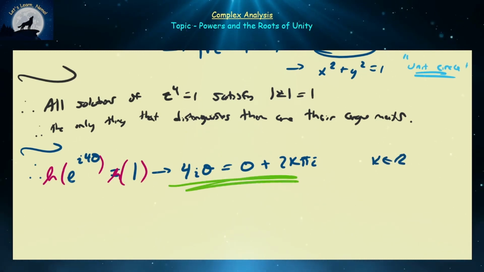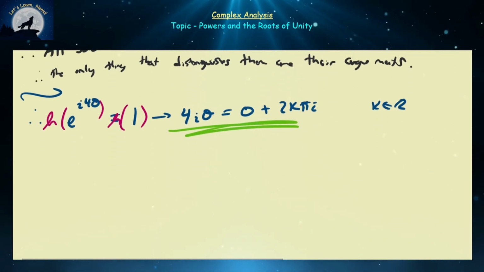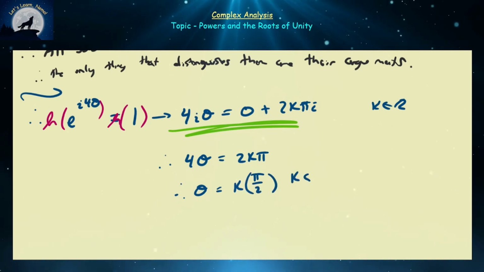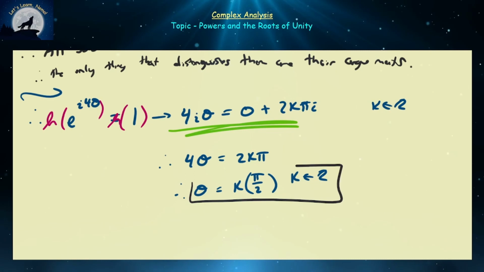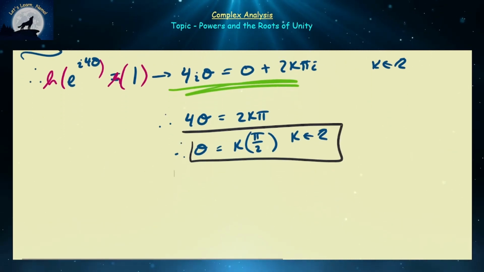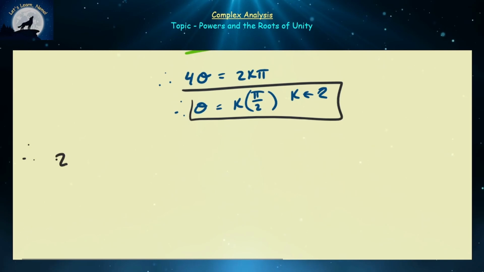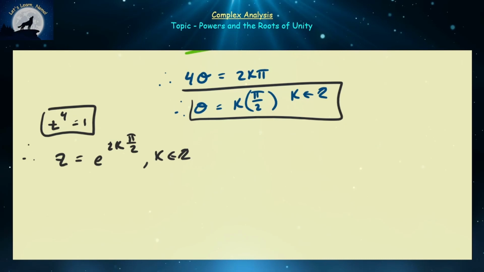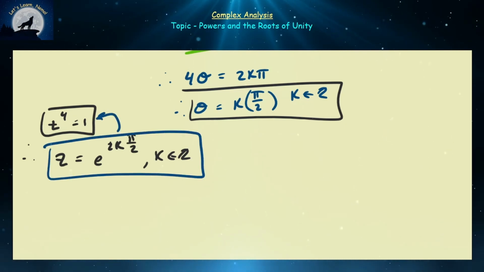So now we just need to figure out what are the solutions for this, i.e. solve for θ. So once you divide both sides by i, we're going to have 4θ equal to 2kπ. The i's are canceled. So that means θ must be equal to kπ/2, where k is an integer. So these are our arguments for our solutions. So that means that if z to the 4th is equal to 1, z must be equal to e to the i kπ/2, where k is an integer. So these are all of our solutions to this particular equation.